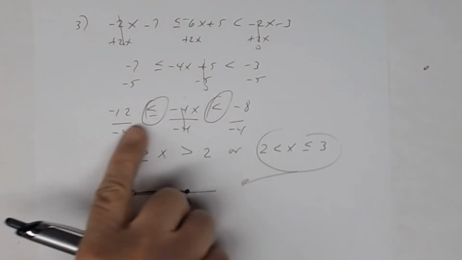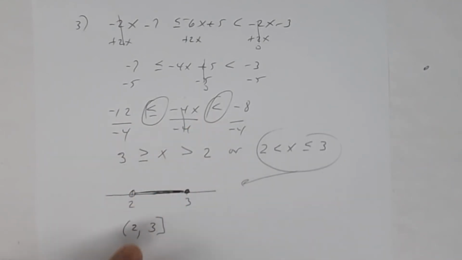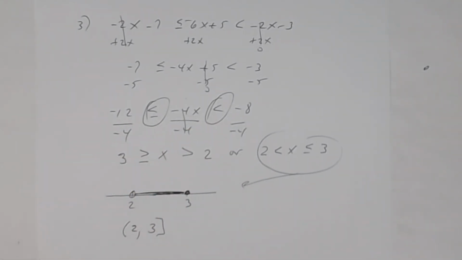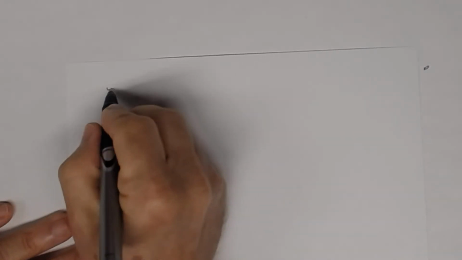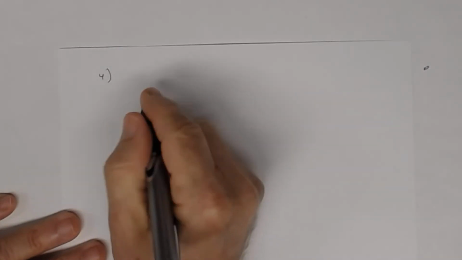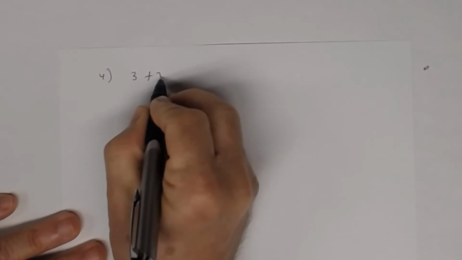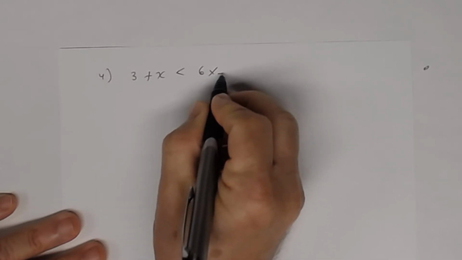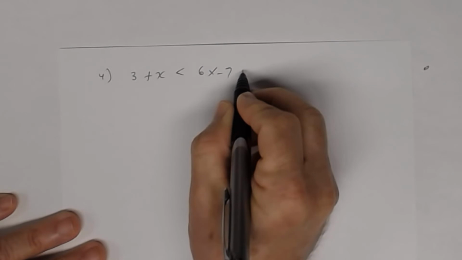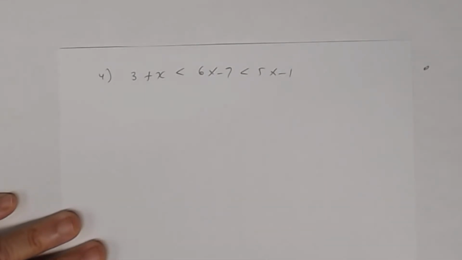All right, but be careful when you divide by a negative number. You got to remember the reversal of those inequality symbols. Okay, so let's look at number 4. In number 4, let's suppose we had this: 3 plus x is less than 6x minus 7 is less than 5x minus 1.